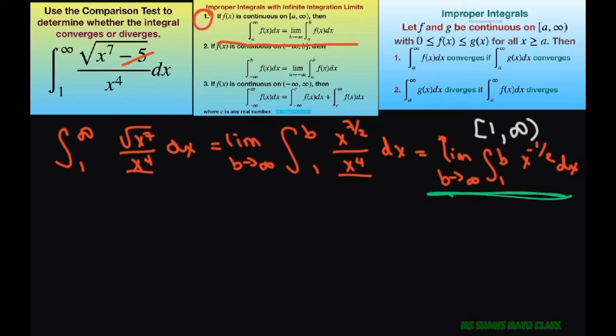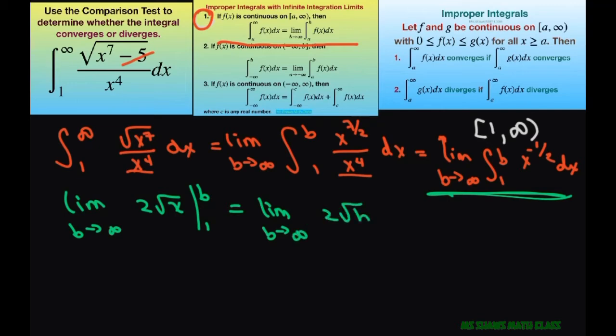We're going to get the limit as b approaches infinity of 2 square root of x, and we're evaluating from 1 to b, which equals the limit as b approaches infinity of 2 square root of b minus 2. And so this goes to infinity. That means it diverges. Now looking at our theorem, if it diverges, then that's your f of x. So this is going to be our f of x.